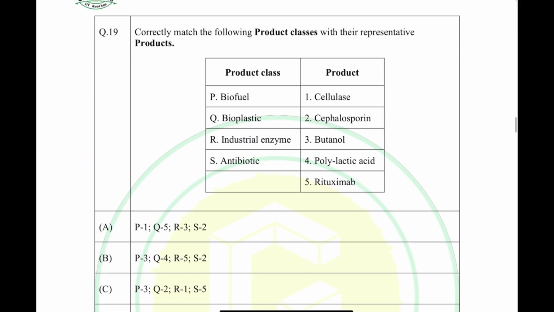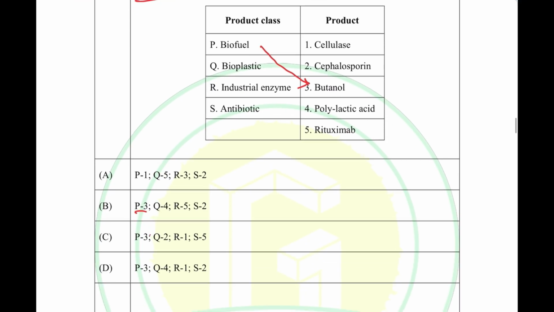The next question. Correctly match the following product classes with their representative product. So biofuel, we know butanol is a biofuel produced by fermentation. So for that, P will be P3. You can see that P3 is there in three options.